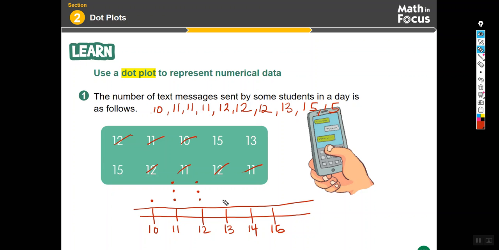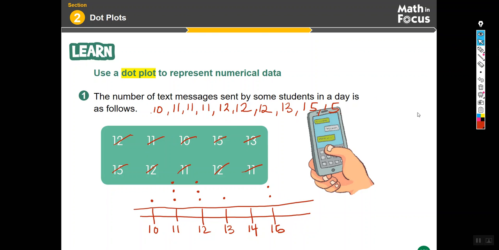And then I have 1 in the 13. And then I have nothing for 14. And then 15 I have 2. So that would be a completed dot plot. I have taken care of all my numbers. I have created a range which is suitable for my data set.